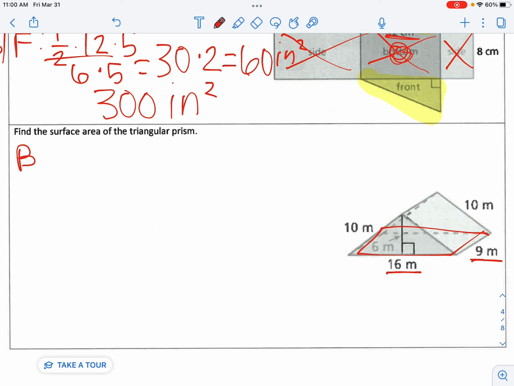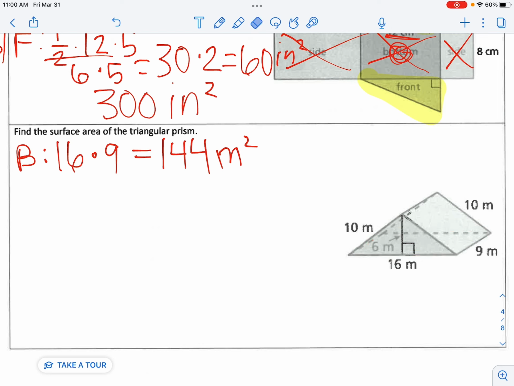So I'm going to label the bottom, and it's a rectangle, so we don't have to divide by 2 or find half of it. It's just base times height, which is 16 times 9, and if you do that in your calculator, you get 144 inches. Oh, this one's meters actually. Meters squared. Okay. So I did the bottom. Now I'm going to move to the other rectangles, which are the sides.